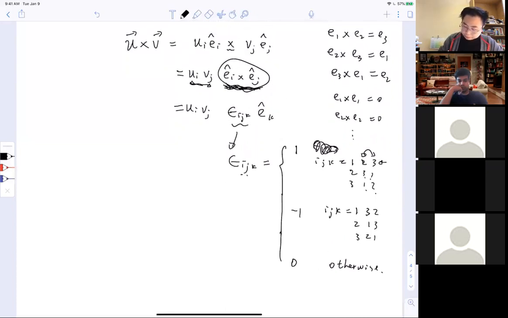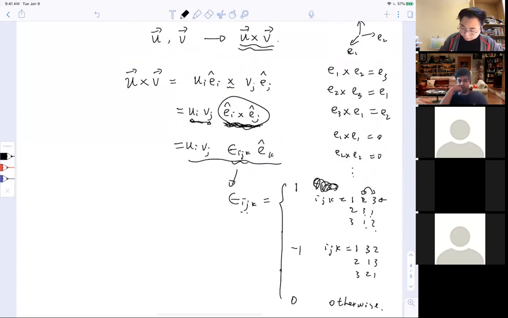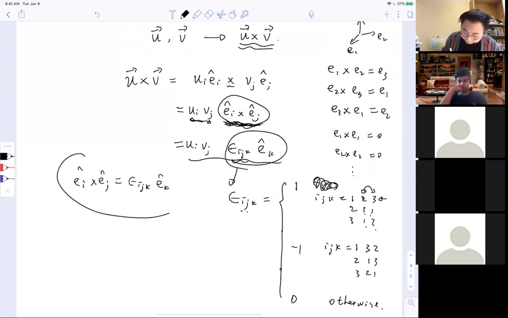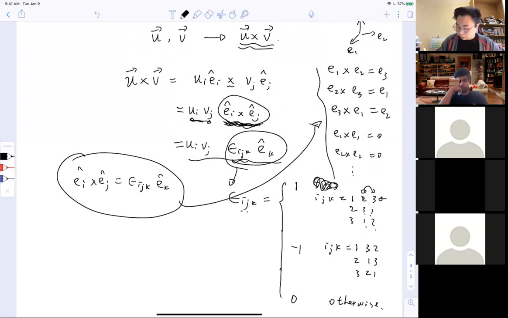In this case, ei cross ej equals epsilon ijk ek. This is just a compact way to write all these equations.